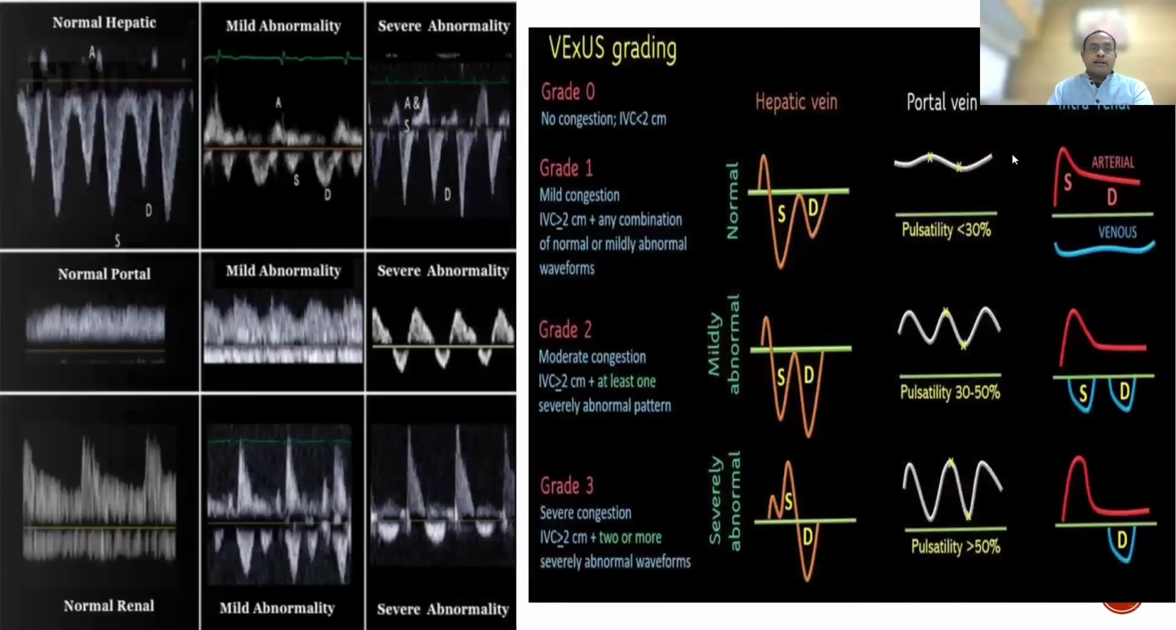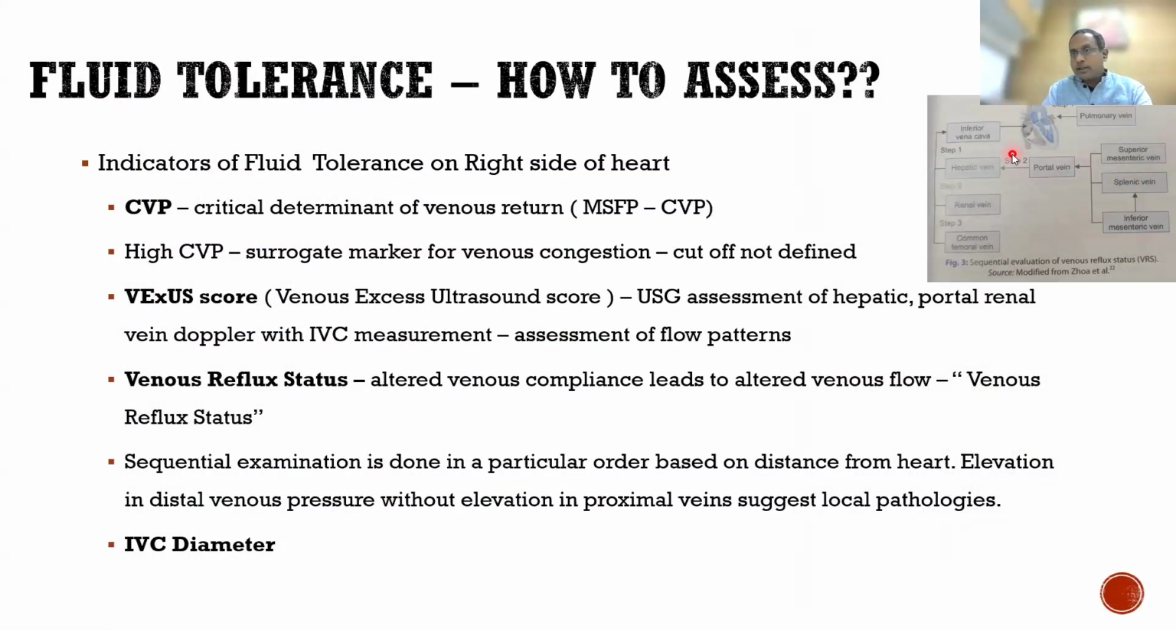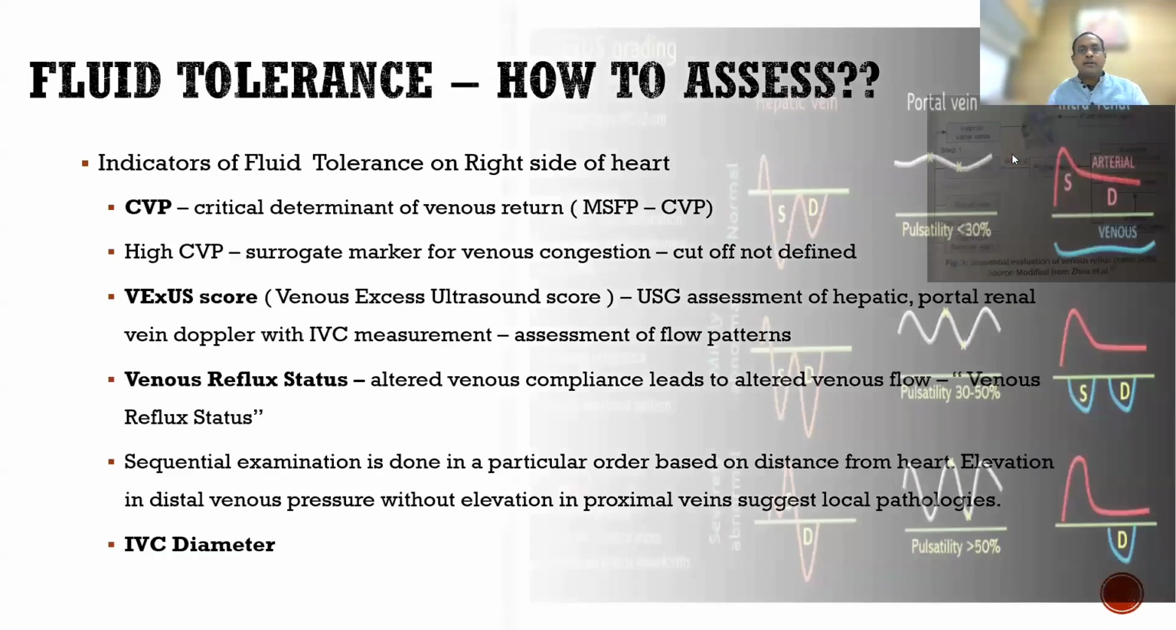So how do we check? There are many methods. We check the right side of the heart and the left side of the heart. For the right side, we check the CVP, VExUS score, venous reflux status, and IVC diameter. These are all the indices. I'll not go into the details of these indices because of shortage of time. But these are the indices we measure to check if the patient is fluid tolerant on the right side of the heart.